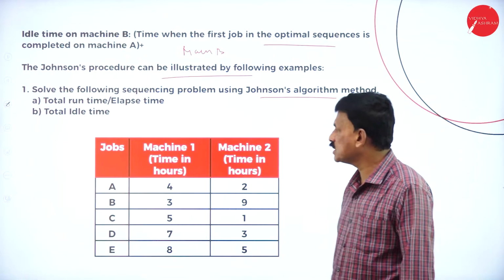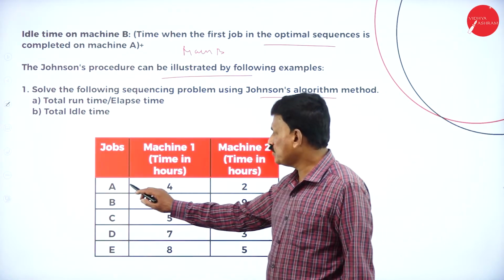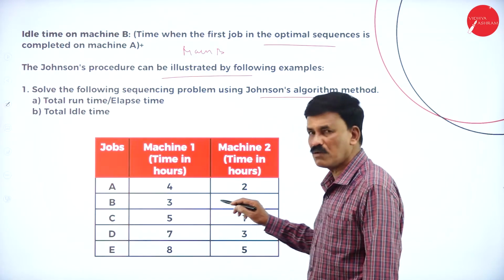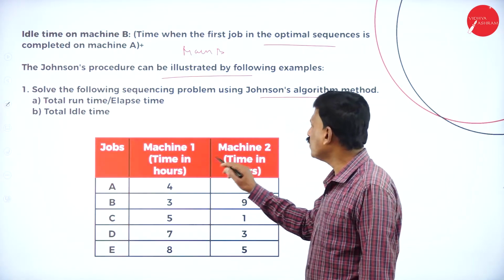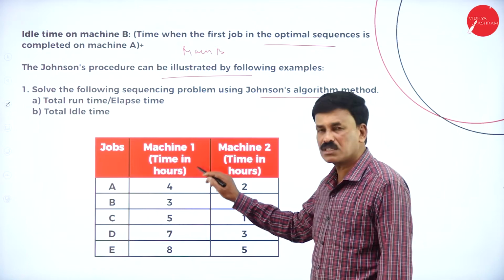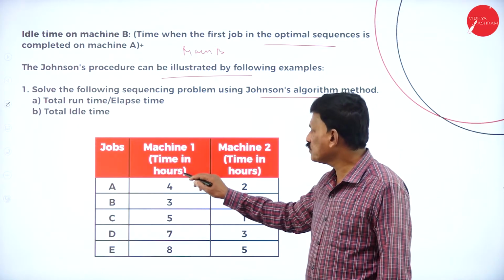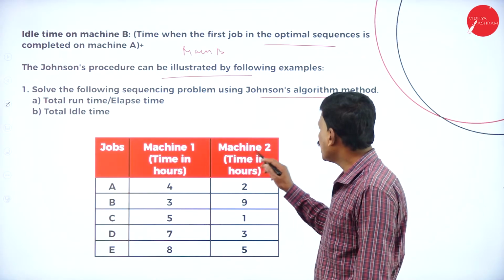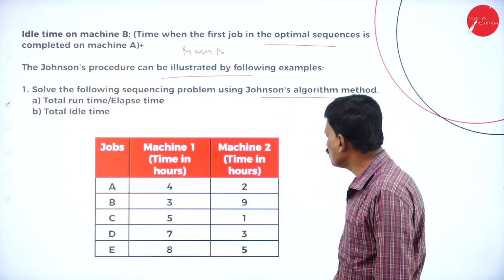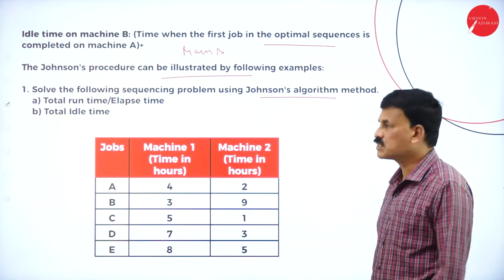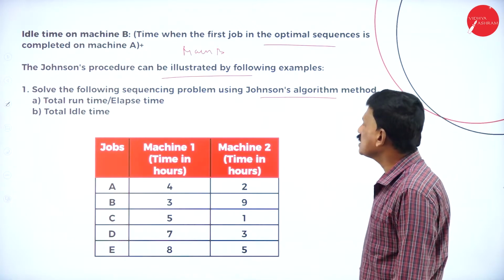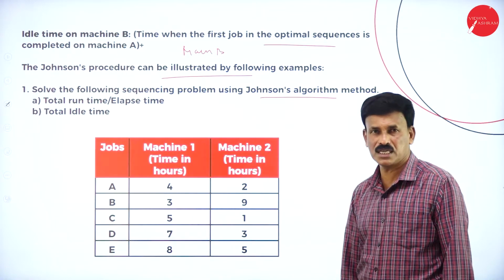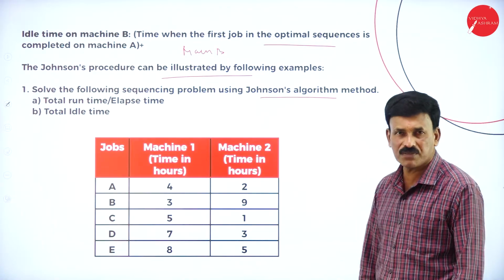So, what is the condition given here? There are 5 jobs, A, B, C, D and E, and these can be performed by machines M1 and M2. The time in hours for machine 1 is 4, 3, 5, 7, 8 and for machine 2 is 2, 9, 1, 3 and 5. For this we have to find the sequencing first, then the total elapsed time and the total idle time. Now, let us find the sequencing order first.